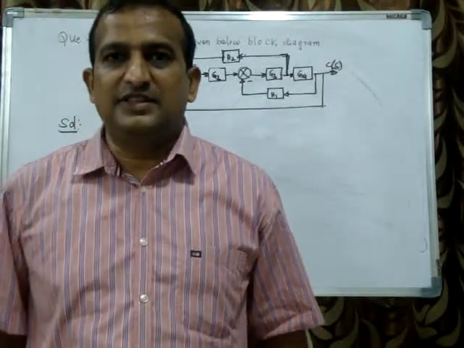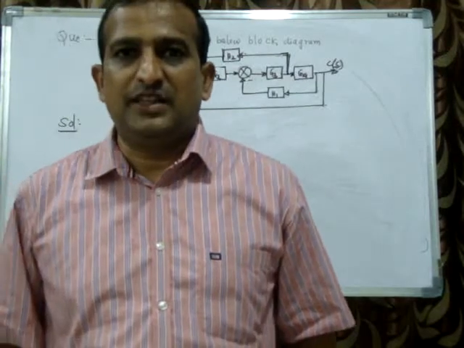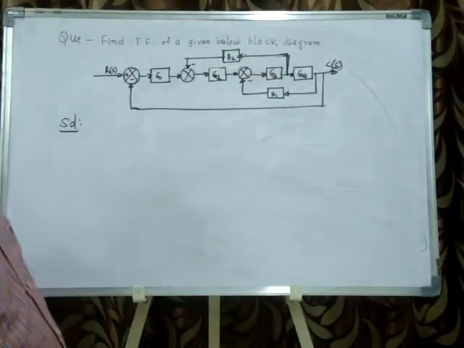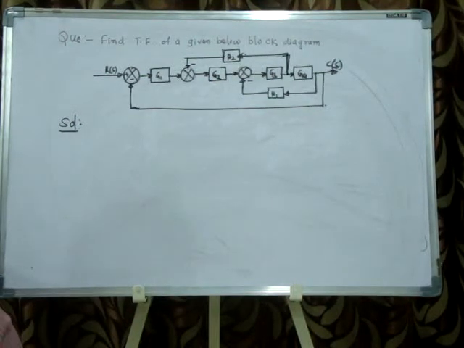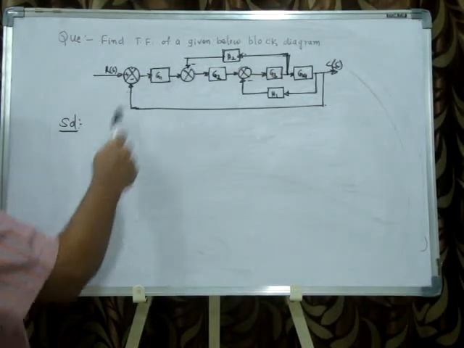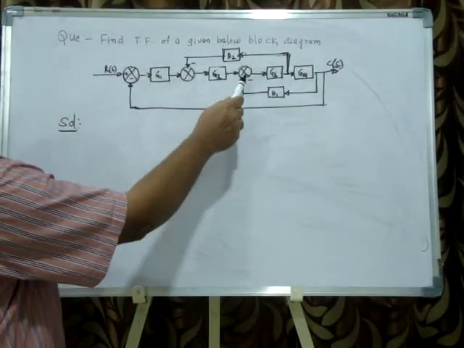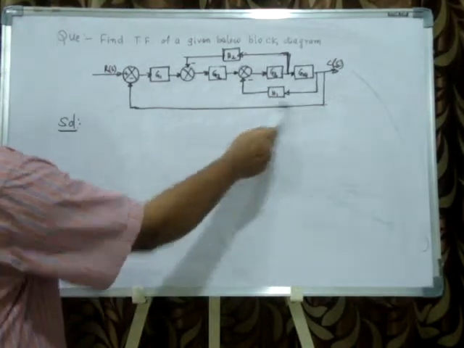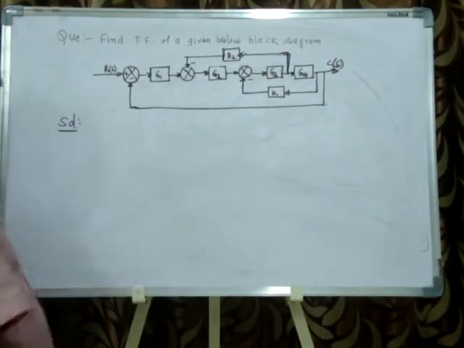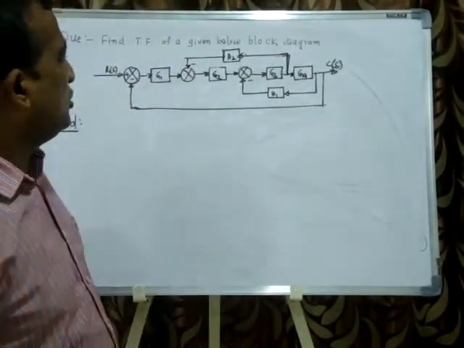Hello, this is a lecture on reduction of block diagram. The question is, find the transfer function of the block diagram given below. In the block diagram, R(s), G1, and here there is a summing point with minus, G2, minus, G3, G4, and H2, H1. Here nothing is there, means what? Feedback is 1. Here nothing is there, means what? Feedback is 1. How to solve this problem?